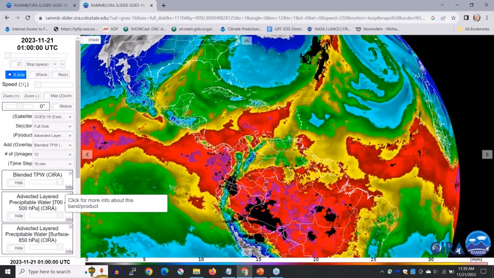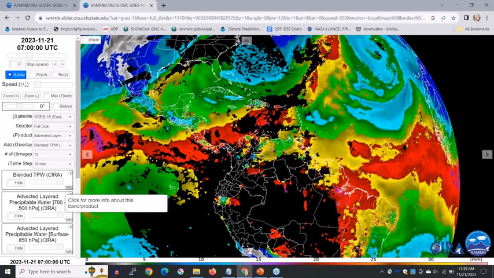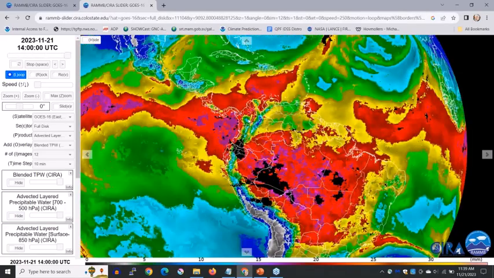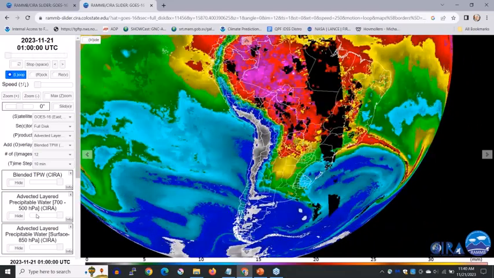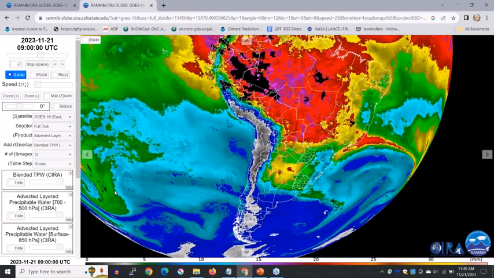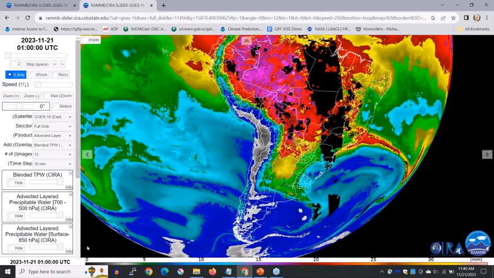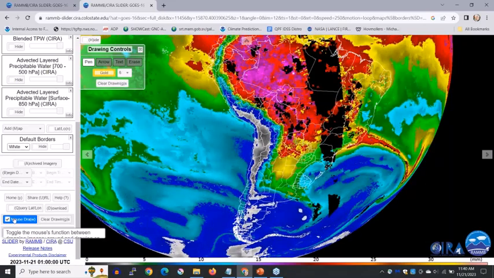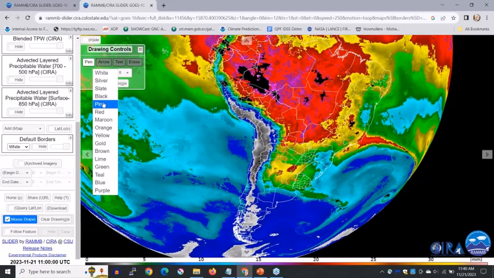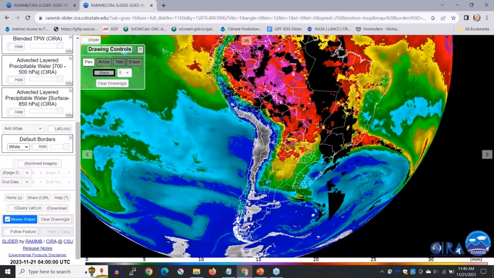Okay, so ready to look at the synoptic situation? Yes, go ahead. Let's start with the south. Vamos a comenzar con el sur. So since we have the precipitable water, why not look at this, starting with that? Okay. Yeah, go ahead.